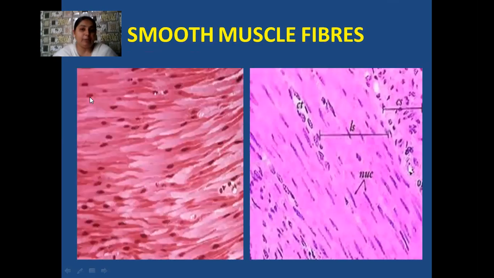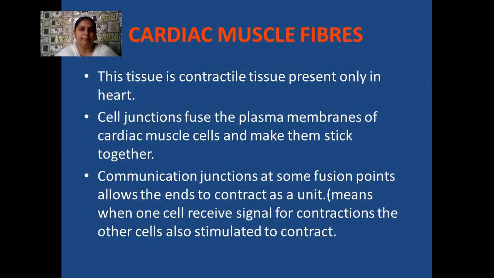This is the diagram of the smooth muscle fibers. When you view the slide of the smooth muscle fibers under the microscope, you see that the surface of these muscles is smooth, no striations are present over them.